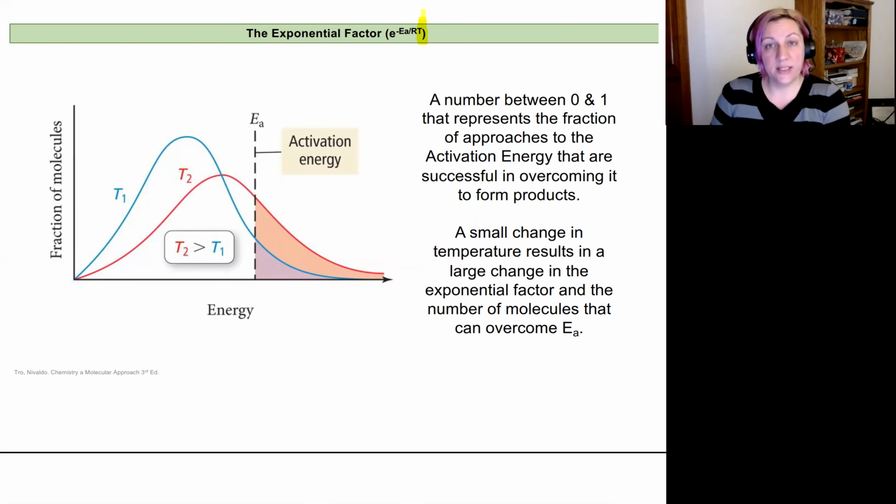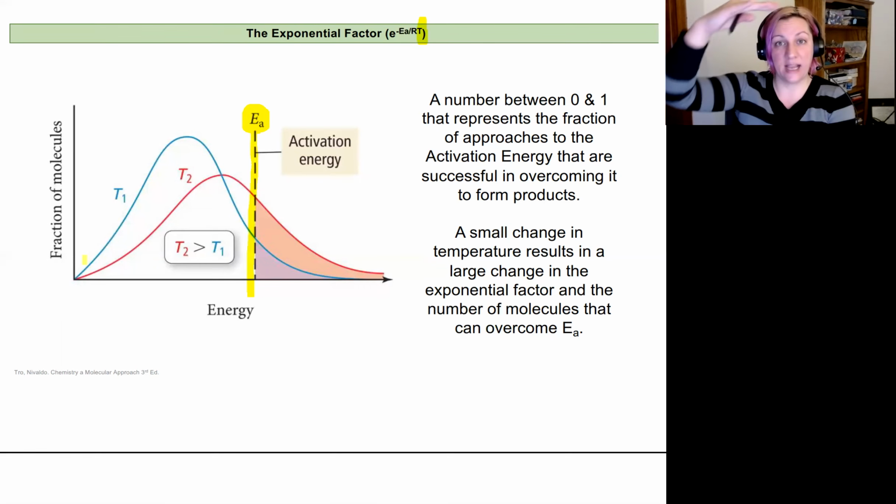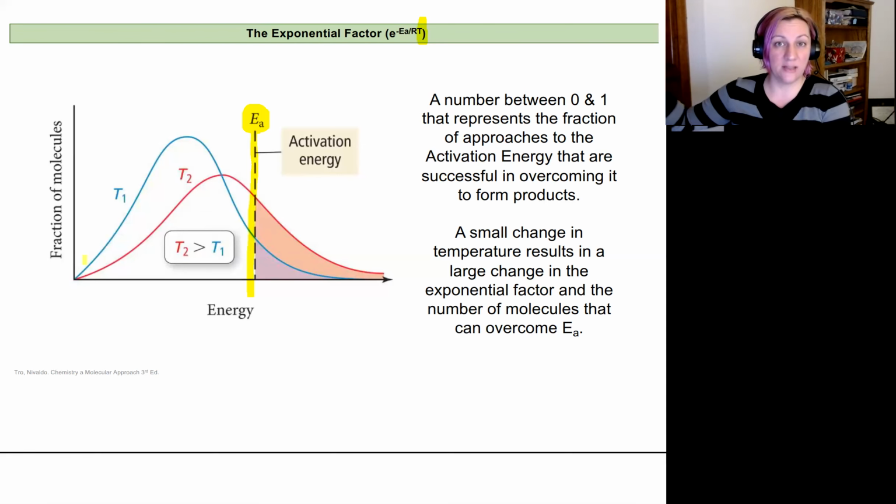And so in this case, we see that even small changes in temperature result in large changes in our exponential factor, because here's our activation energy right here. And when we have a given temperature, right, our molecules will have a distribution of kinetic energies where that temperature is proportional to the average kinetic energy. But as we increase our temperature, we see that average kinetic energy increase, and we also see the distribution broaden.